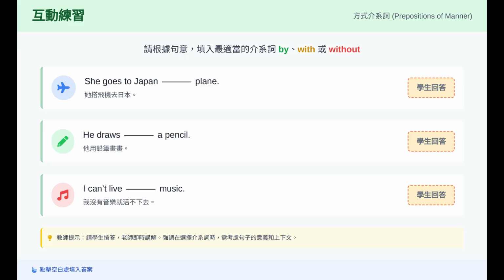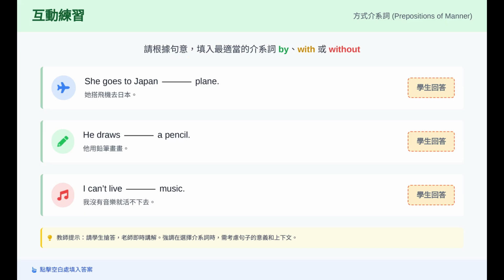Interactive exercise. Please fill in the blank with the most appropriate preposition, by, with, or without, depending on the meaning of the sentence. Question 1. She goes to Japan blank plane. What should be filled in this blank? Students answer. This blank should be filled with by.